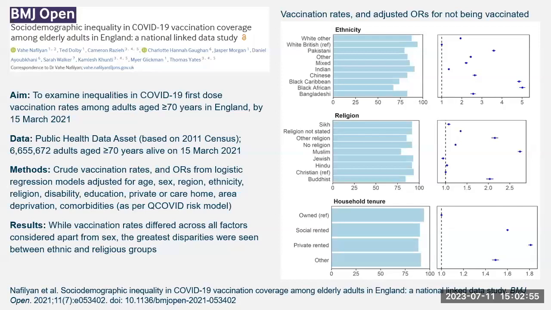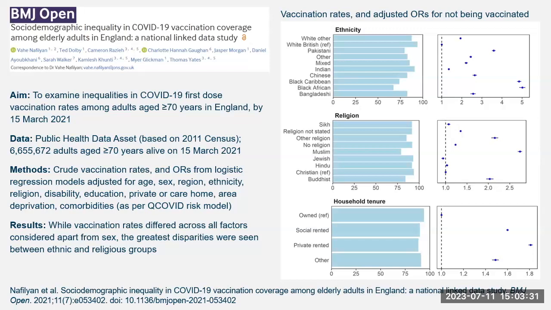This was a study looking at vaccination rates amongst older people, so age 70 plus. This is obviously the group which are most at risk of the most severe consequences of COVID if infected. This was looking up until March 2021, so quite early on in the vaccination rollout. So what have we got here? 6.5 million older adults who responded to the 2011 census. So again, crude rates here of vaccination, and here adjusted odds ratios for not being vaccinated.